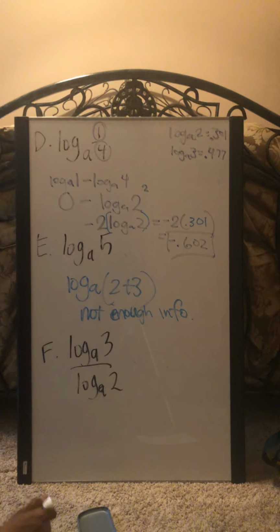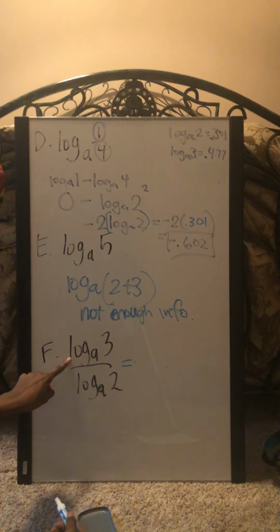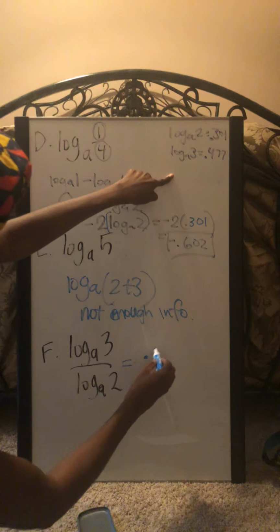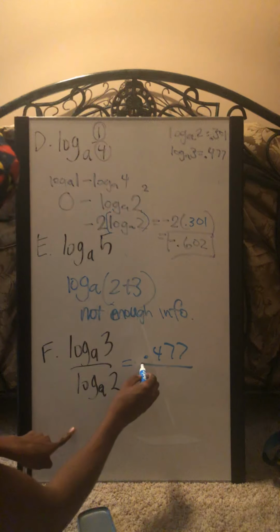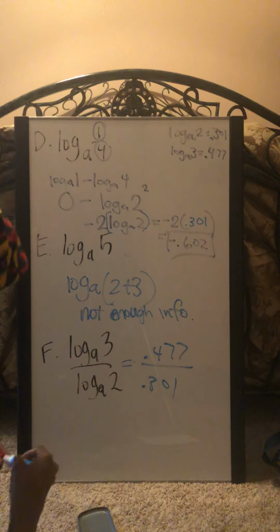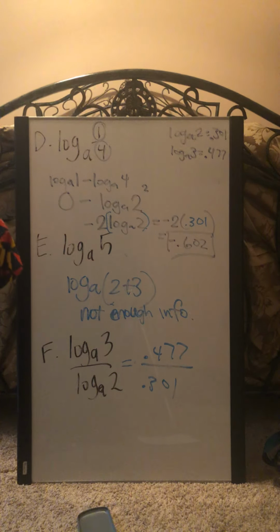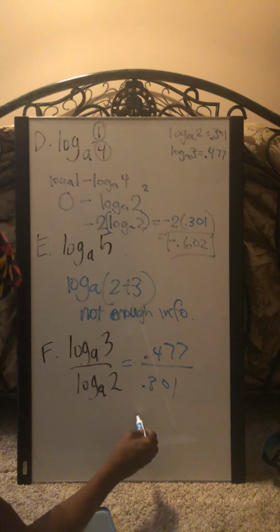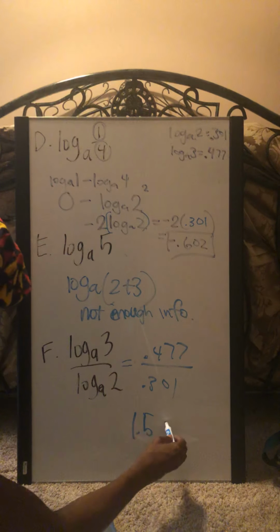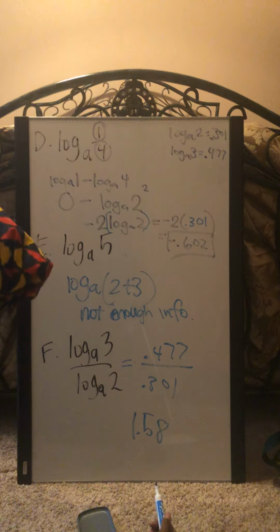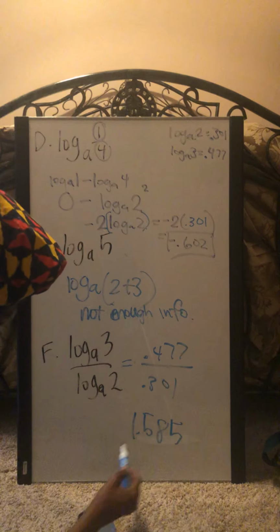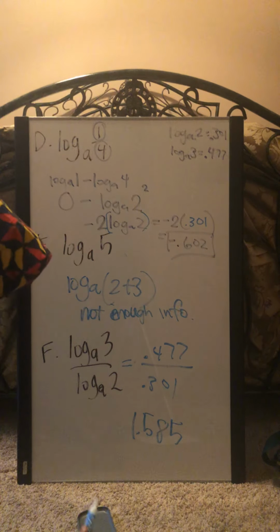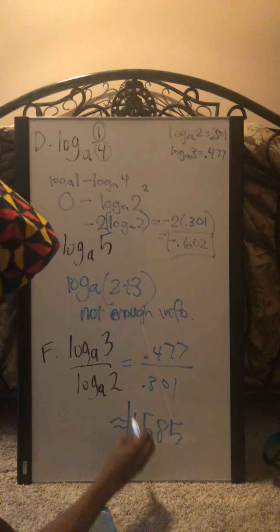And then this last one is pretty straightforward. We already know log A of 3, which is 0.477, divided by log A2, which is 0.301. So we just plug that fraction straight into our calculator to get our answer, and that is going to give us 1.5847. So I'm going to take that and round it to 1.585. Okay, for the final answer.